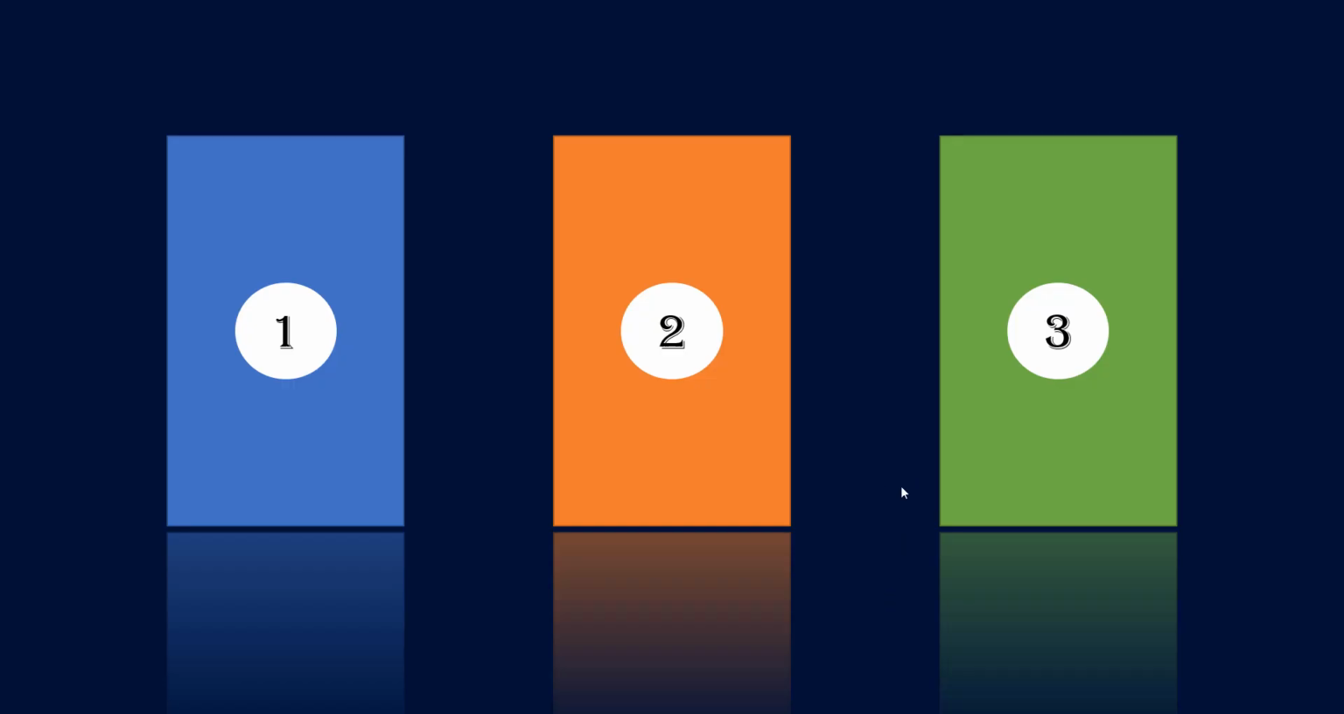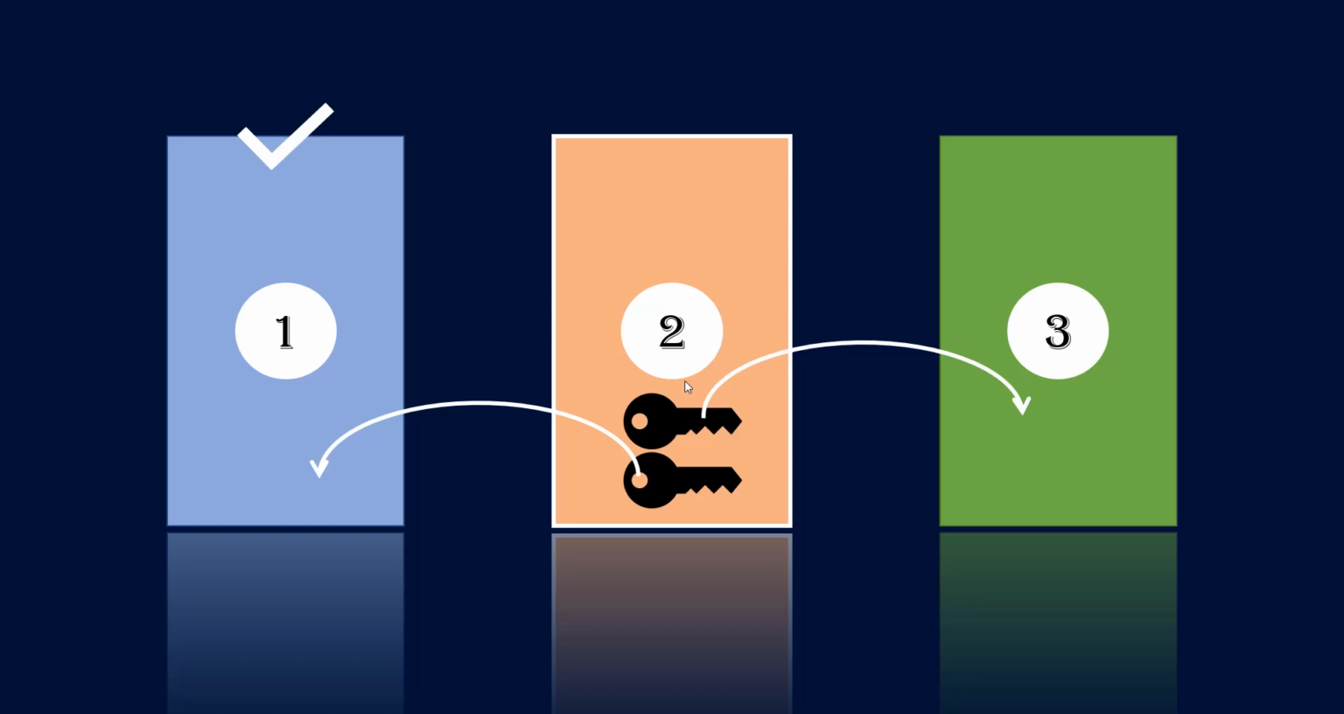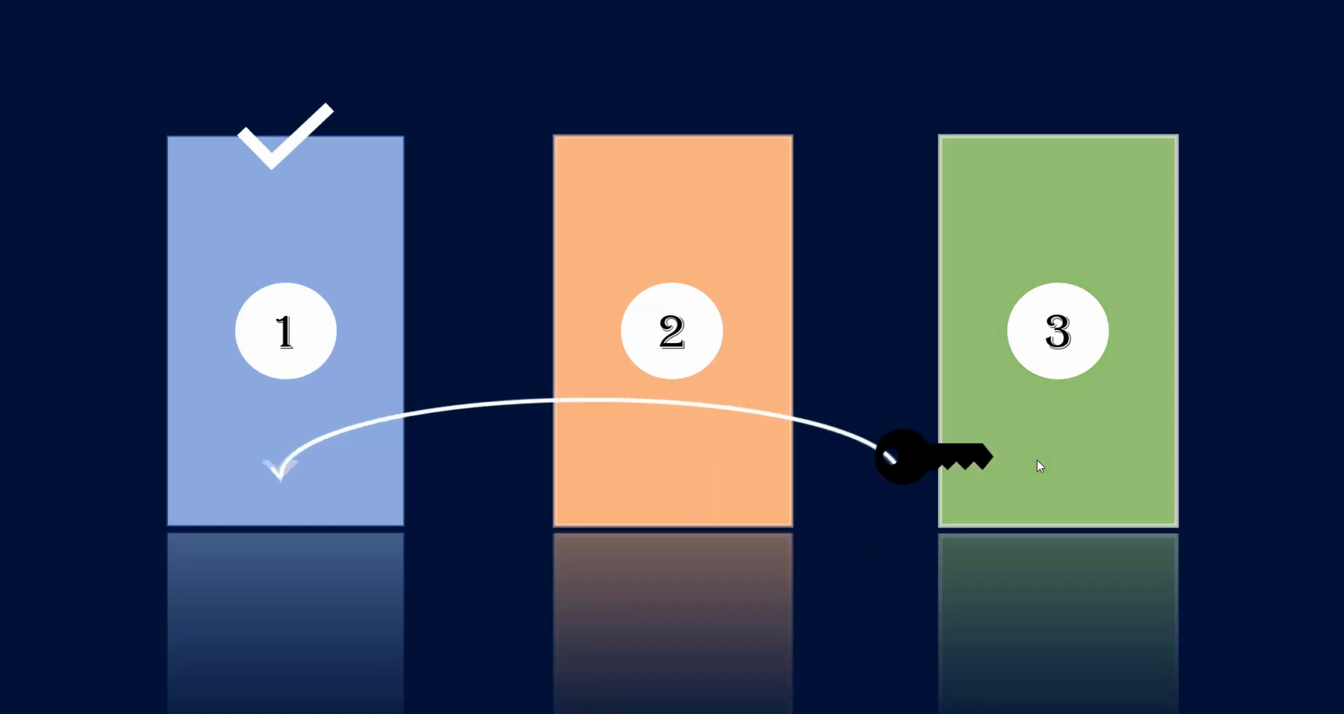Let's take this example where we have these three rooms that we need to visit. First you go and enter room 1. Room 1 has the key for room 2, so you mark this room as visited and go to room 2. In room 2, say you have two keys, one to room 1 and second to room 3. Since you have already visited room 1, you would not need that key again. You can just take the key to the third room and go ahead.